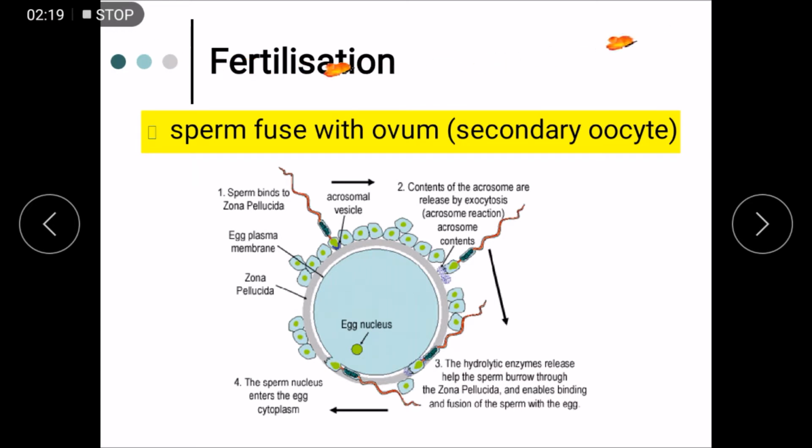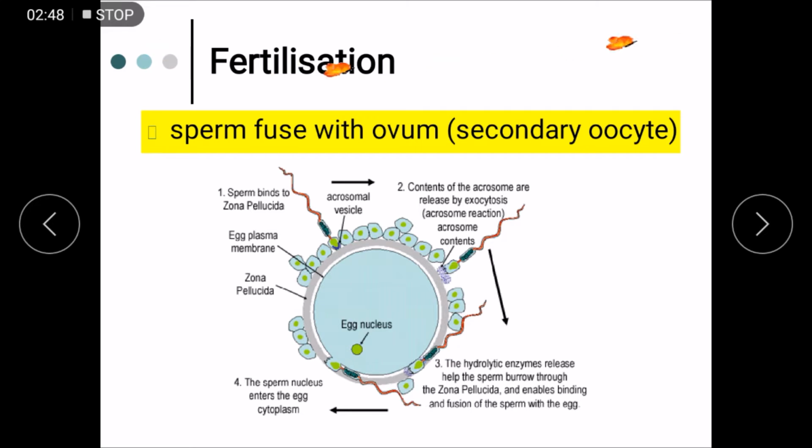So as we know, after the menstrual cycle, about 11 days to be exact, from day 11 until day 17, there's a period of time where the ovum will be released. The secondary oocyte is released from the ovary. When the follicle matures, the secondary oocyte is released and enters the fallopian tube.